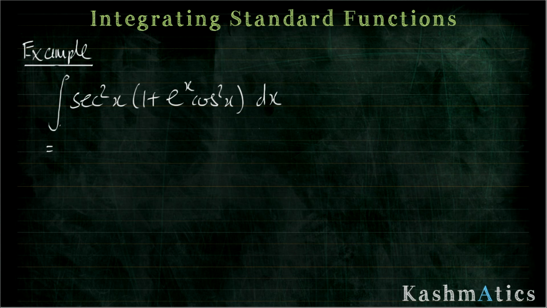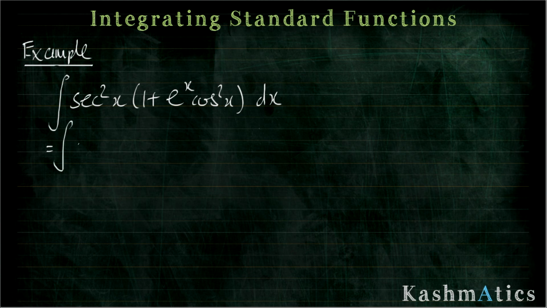Right, let's have a look at this example then. Now this does look a bit horrible, because you've got sec squared x, you've got an e to the x, you've got a cos squared x, and it's all in brackets, and it just doesn't look nice. But when you come to doing it, you'll actually find it's not too bad at all. Whenever you see brackets like this, not always, but the first thing that's worth trying is actually expanding the brackets. So let's just do that.